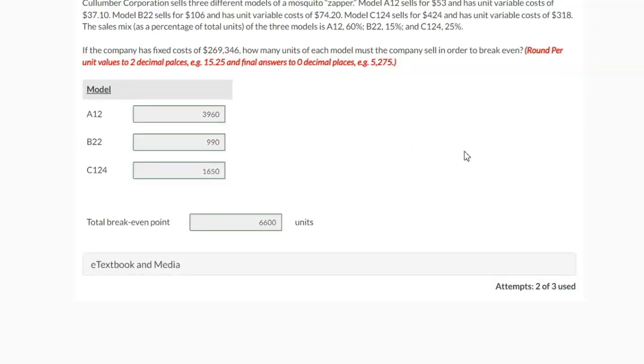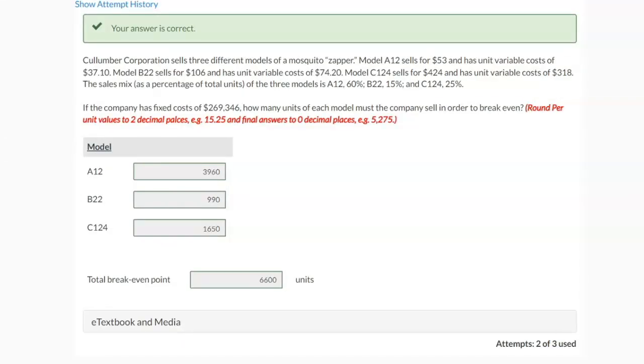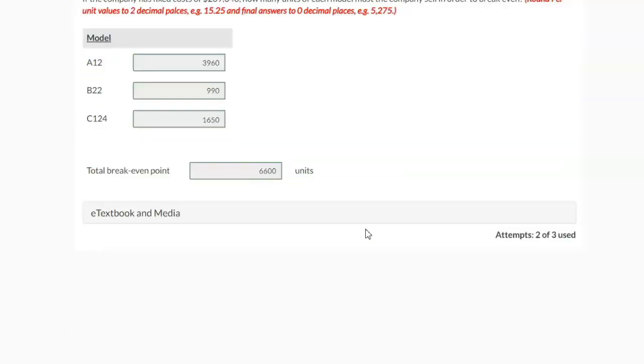All right, are you getting the idea of the weighted average contribution margin? You have to calculate it, divide it into the fixed cost, get the break even in total, and then break it down. Any questions? You're going to get a question like that, that's for sure.